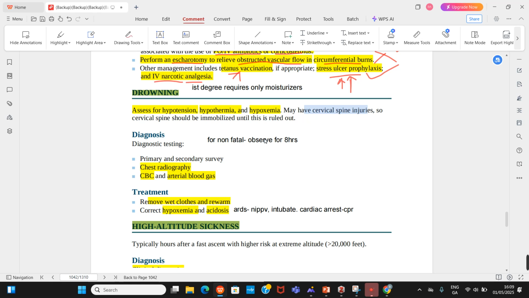Look at the airway. If the airway is compromised, they already have altered sensorium and cannot maintain that airway, go and intubate immediately. Check the breathing. If there's a need for oxygen, give it. Check the circulation, pulses, blood pressure. If you need to give fluid, give fluid. Most of the time, the cause of the hypotension is myocardial depression from the hypoxia.